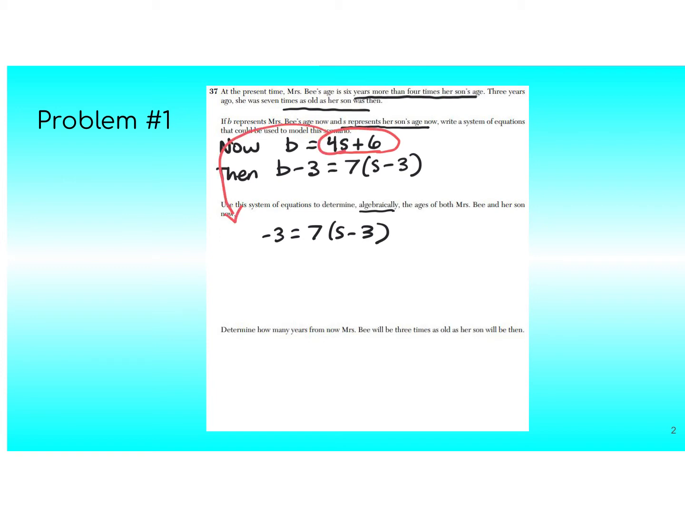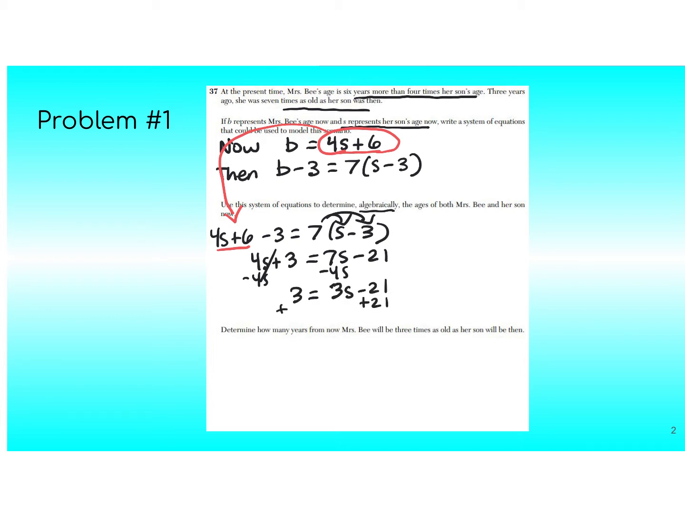So B used to be there. Instead, I'll bring down this 4s plus 6. Just highlight that in red so you can see that's what replaced the B. And now we combine like terms. So you'll have 4s plus 3 equals 7s minus 21. And you'll bring your 4s over. So you have 3 equals 3s minus 21.